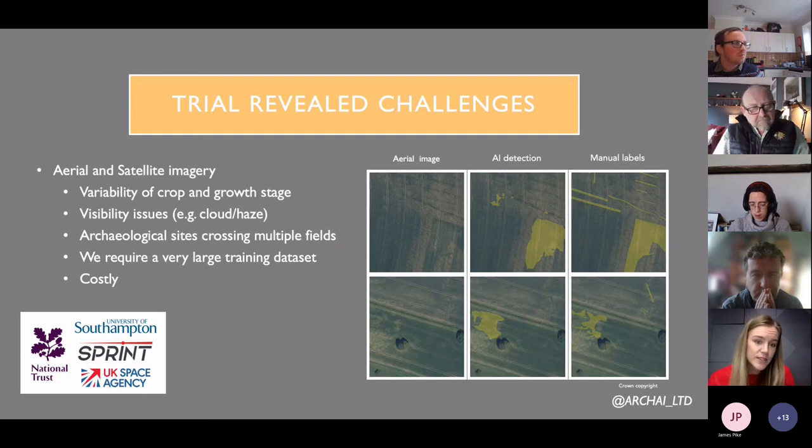We've tried a little bit with satellite imagery, but that is still a challenge that we want to address this year. It's very different. The manual challenges of interpreting satellite imagery are also there for the AI. It's very variable based on the crop and the growth stage. There are visibility issues with satellite imagery, so there might be clouds or haze. And there are archaeological sites that cross multiple fields. So you're really dependent on what crop is growing in what field at what time.